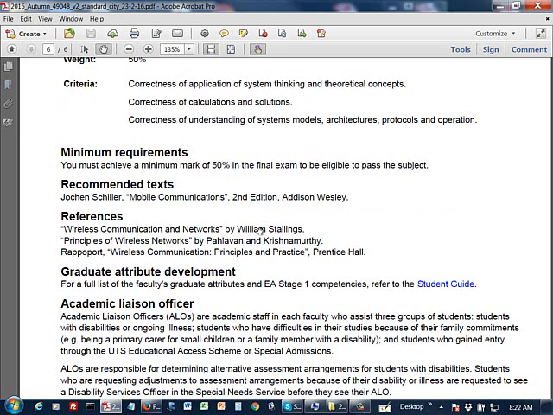And the recommended text for this subject is the one that's given here. It's Schiller, Mobile Communications, 2nd edition. This book is available in the library, and it covers about 50% of the subject, and I will be providing supplementary notes on UTS Online. Okay, so that's about it for now, and you will have more questions, and I will answer some of those questions in our first session.